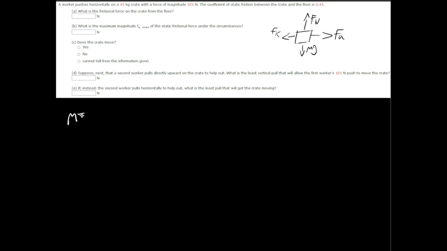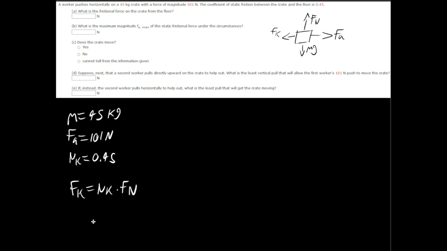We have mass is 45 kilograms. We have the force applied, which is 101 newtons. And we have the friction coefficient, which is 0.45. And from here we can just note a few things, that the force of friction is going to be equal to the coefficient of friction times the normal force. And seeing this diagram here, we know that the normal force is equal to negative mg.